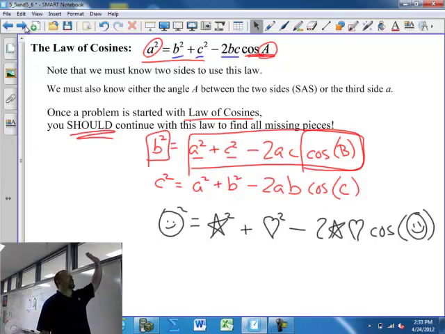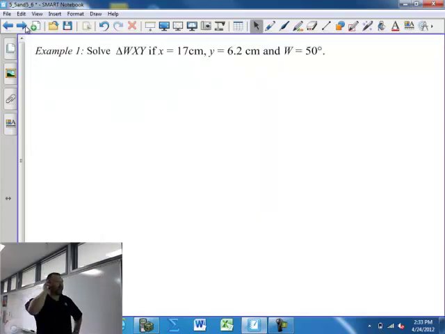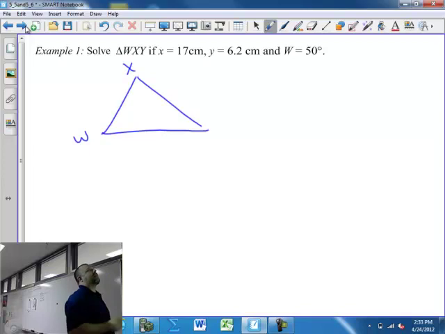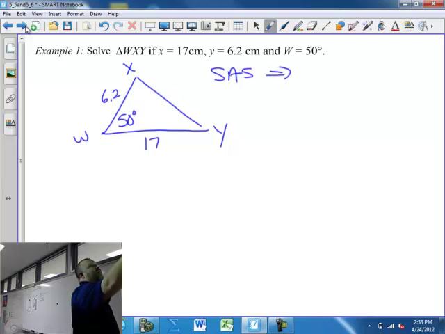Great. All right, so let's take care of this first problem here. We have a triangle WXY, which, like I said, all my triangles look exactly alike. W is 50 degrees. Little x is 17 centimeters, which would be opposite angle capital X. And little y is 6.2. So that is side, angle, side, which screams to me law of cosines.